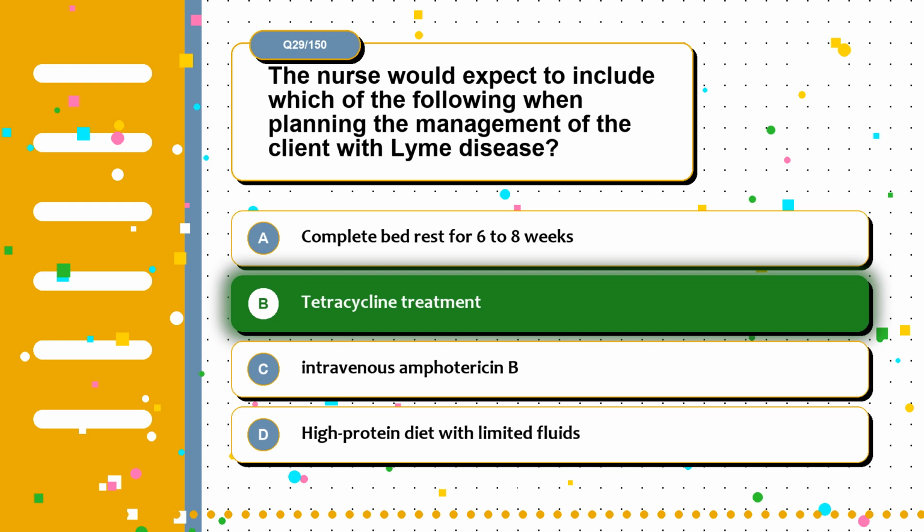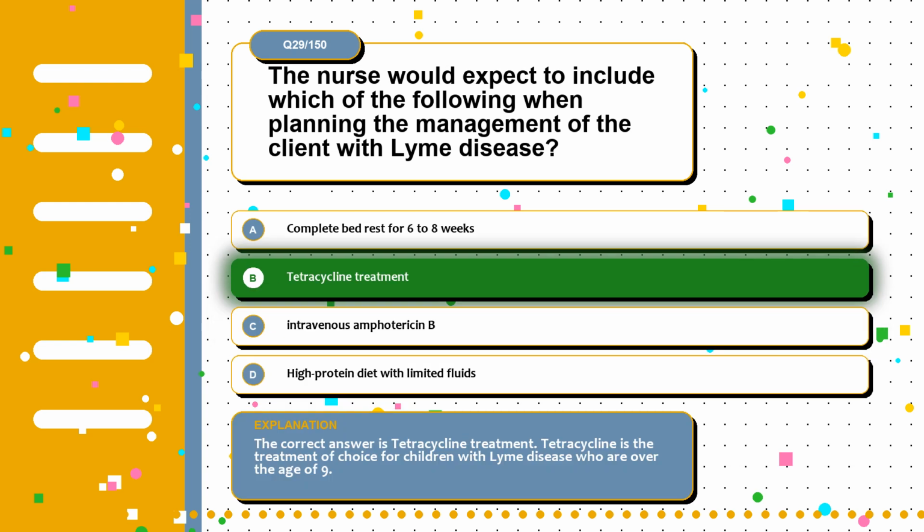The correct answer is option B, tetracycline treatment. Tetracycline is the treatment of choice for children with Lyme disease who are over the age of 9.